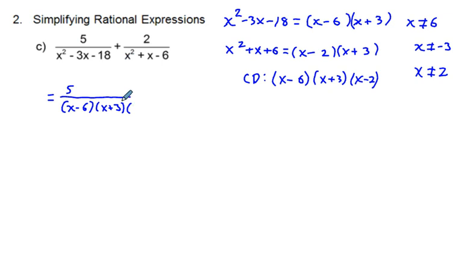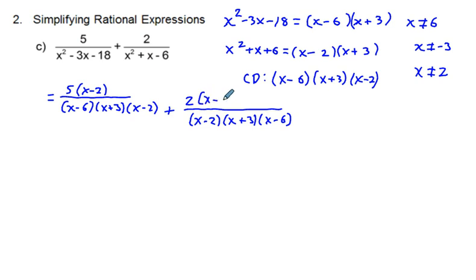So let's multiply this denominator by x minus 2 and multiply our numerator by x minus 2. And we're going to add 2 over this quantity x minus 2, x plus 3, and we have to multiply by x minus 6 to get our common denominator in place. So we have x minus 6.